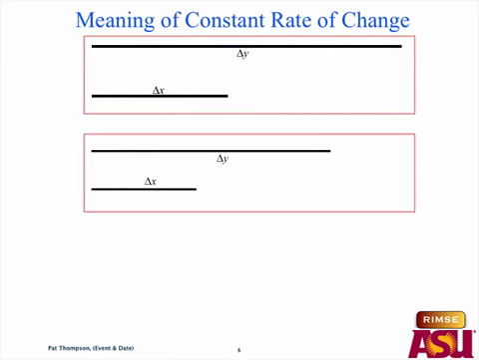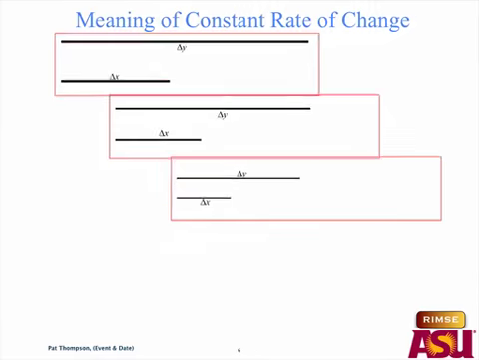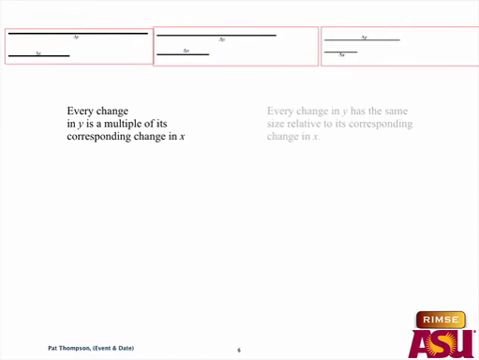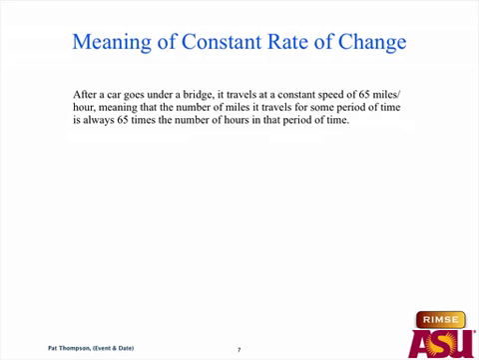We're going to skip this slide, and we're going to skip this slide. Here we go. After a car goes under a bridge, it travels at a constant speed of 65 miles per hour, meaning that the number of miles it travels for some period of time is always 65 times the number of hours in that period of time.